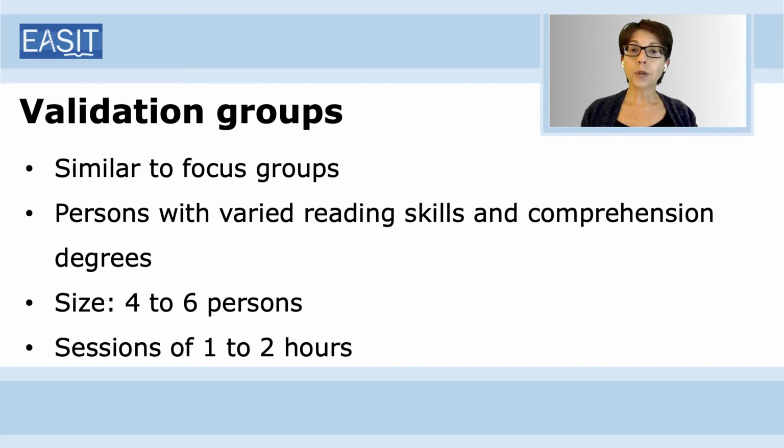Validation groups are similar to focus groups and include persons with varied reading skills and comprehension degrees, in order to avoid biases. Plena Inclusión Madrid proposes validation groups of 4 to 6 people and working sessions of 1 to 2 hours where possible. Let's take a look at the different stages of a validation process.